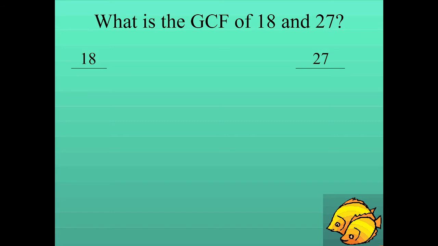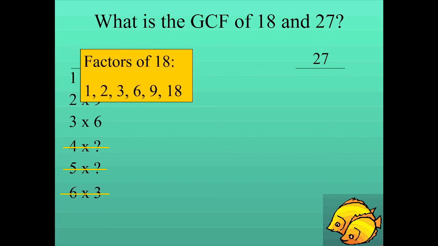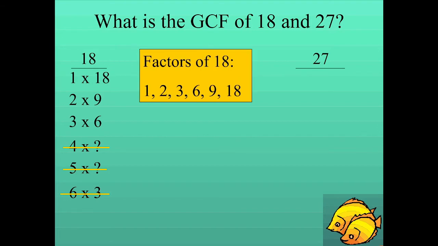Who can give me the factors of 18? Let's start with 1. 1 times 18, 2 times 9, 3 times 6, 4 times, cannot be. 5 times, no. You cannot multiply 5 with a number to get 18. 6 times 3 is already repeated, so I'm gonna stop there. Factors of 18 are 1, 2, 3, 6, 9, and 18.